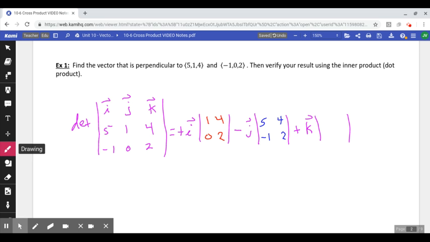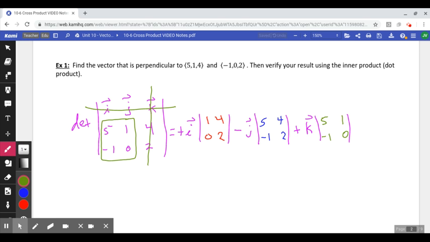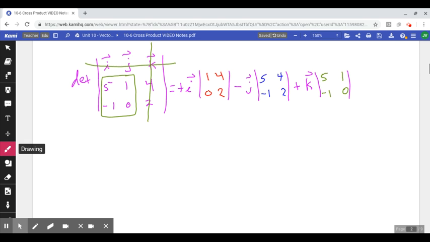For the last one, we're going to look at k now. We're going to cross off the row that contains k and the column that contains k. And what we're left with is another 2 by 2 matrix, which is 5, 1, negative 1, and 0. What we'll do now is we will try to find the determinant of each one of these separately.